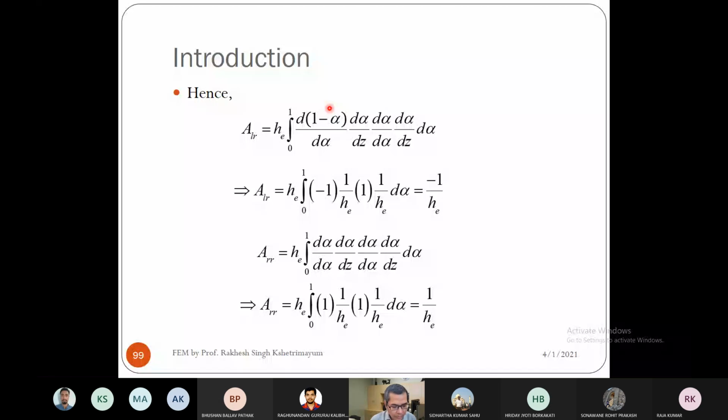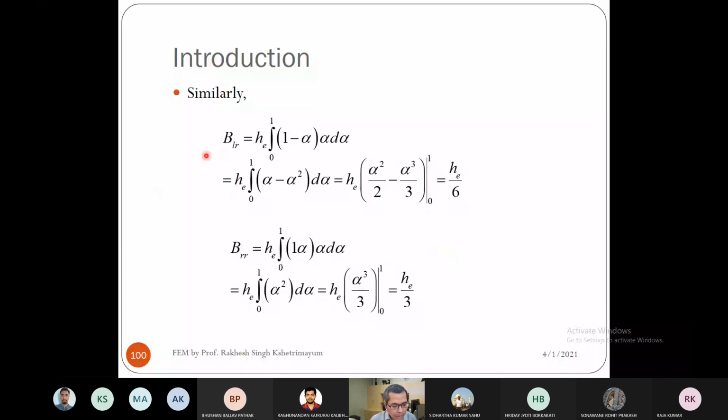So it will simply become 1 by IC with a positive sign. So when I have ALR, I have a negative sign, minus 1 by IC. If I have ARR or ALL, it will become 1 by IC.